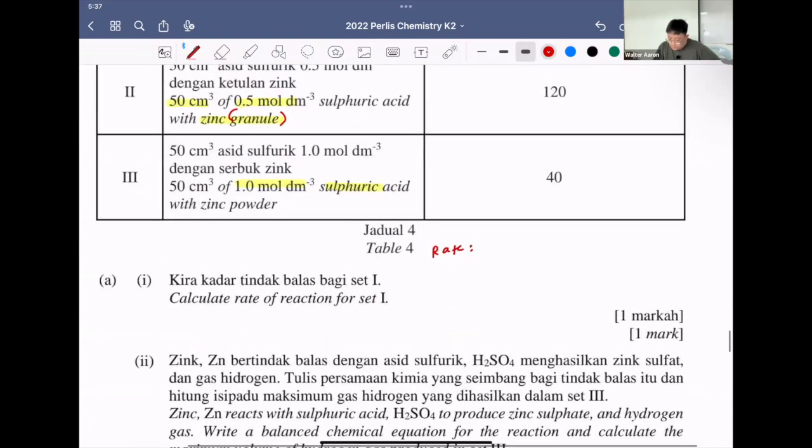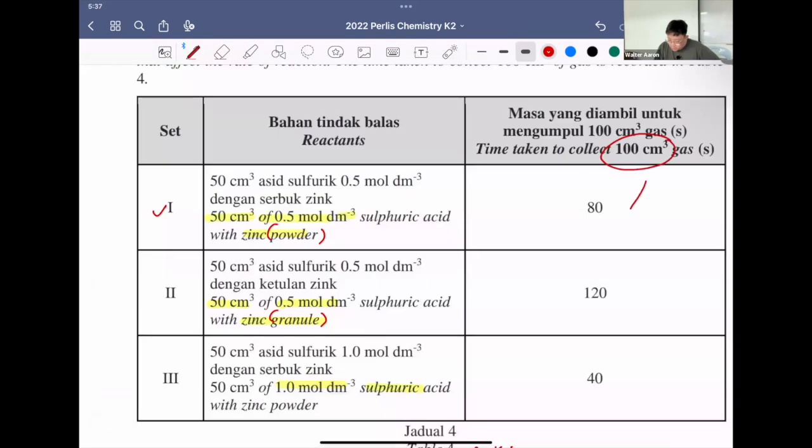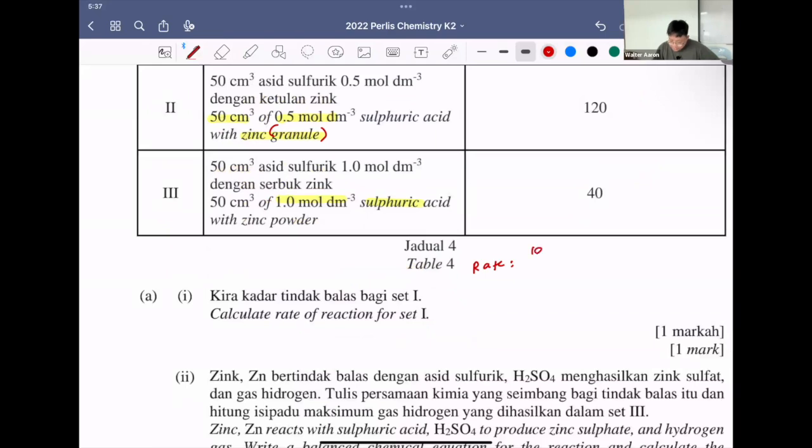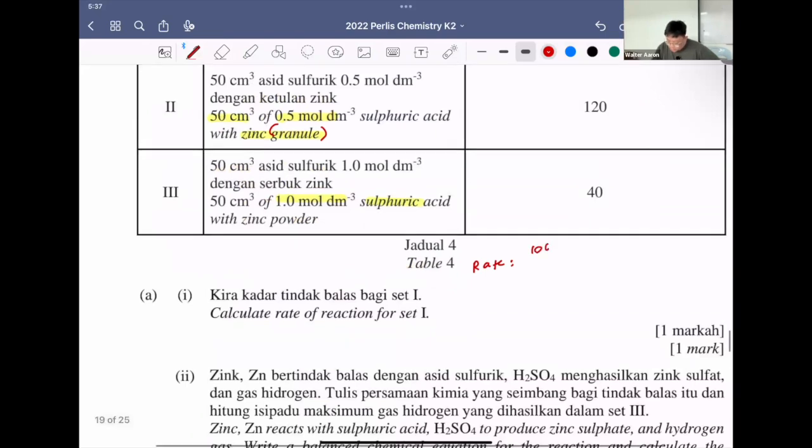So that will be a total of 100 cm³ of gas collected over a period of 80 seconds. Okay, so the rate will be 100 cm³ divided by 80 seconds. So that'll be 1.25 cm³ per second. Okay, so that's 1 mark.